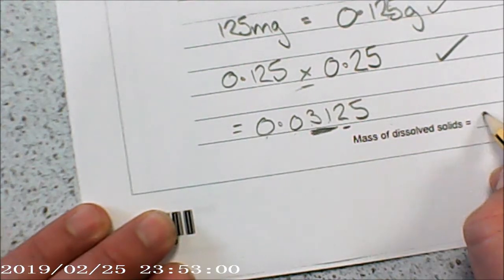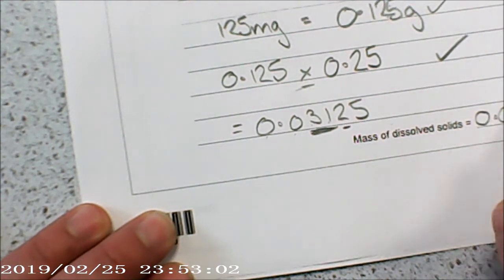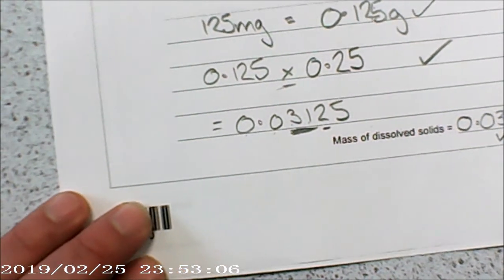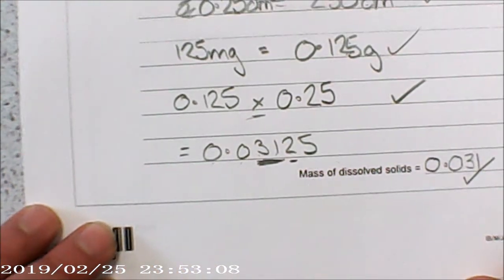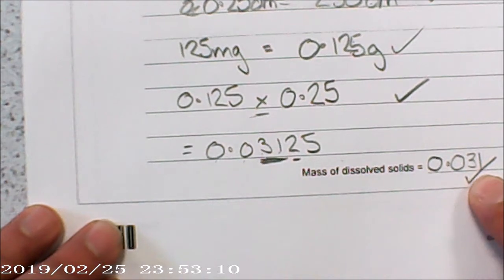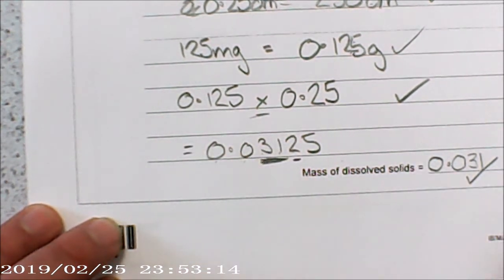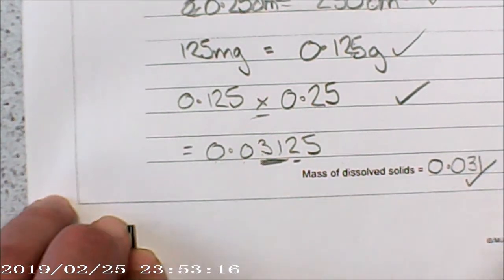So the final answer is 0.031, or doing that conversion to 2 significant figures gets you that mark. So even if you got the wrong calculation but you converted to 2 significant figures, you would still get the mark.